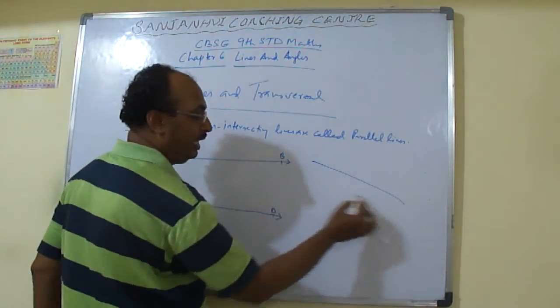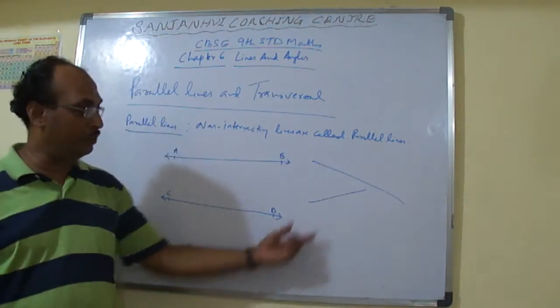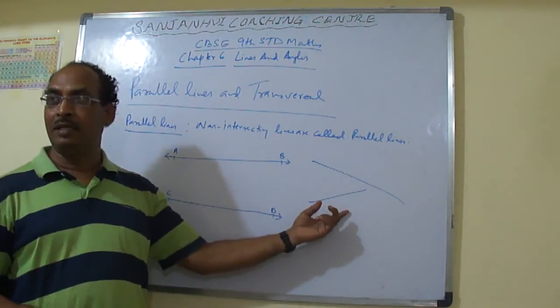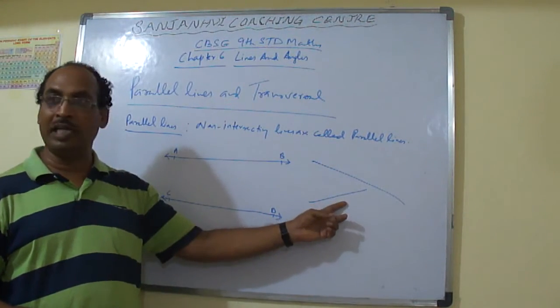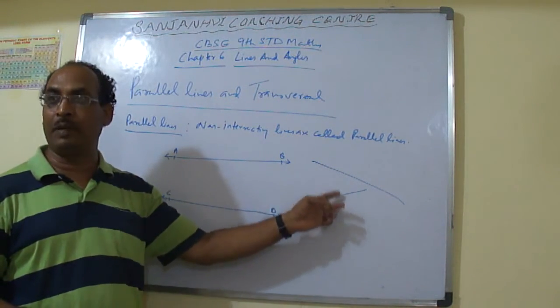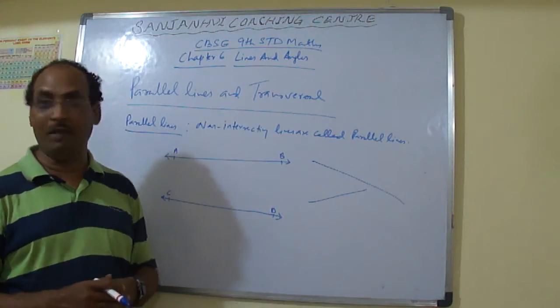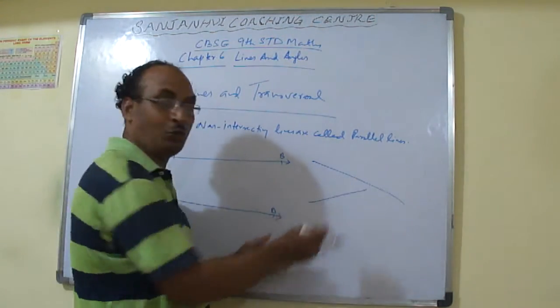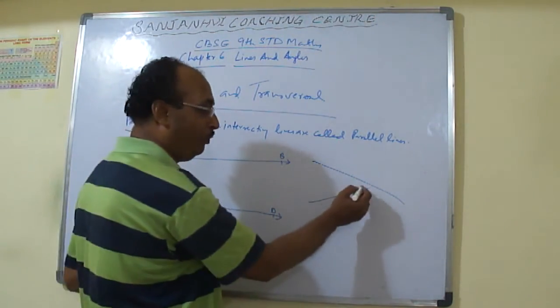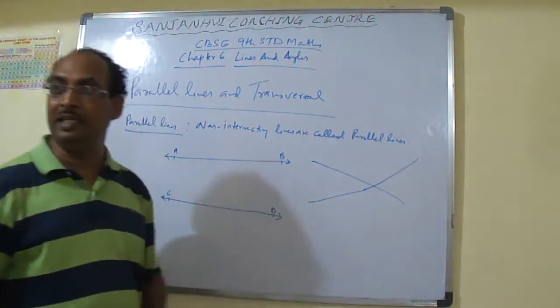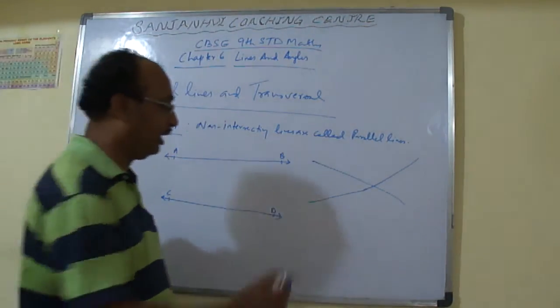If suppose this line and this line, can it be called a parallel line? Tell me here. Can these two lines be called parallel lines? Never. Why? Because here it is shown that it is not intersecting, but if you extend it, it will intersect each other. So it will not be a parallel line.